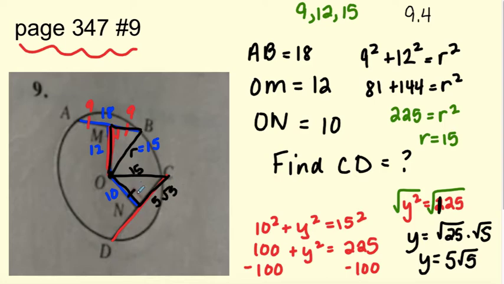And since this is a perpendicular, this is a right angle, I know this is being bisected. So that means that I double that to get the length of CD, which would be 10 root 5. And there's the answer to your question. Very similar to one that I did on the homework video, 9.4, may well be worth going back to look at that. All right, let's look at the next one.